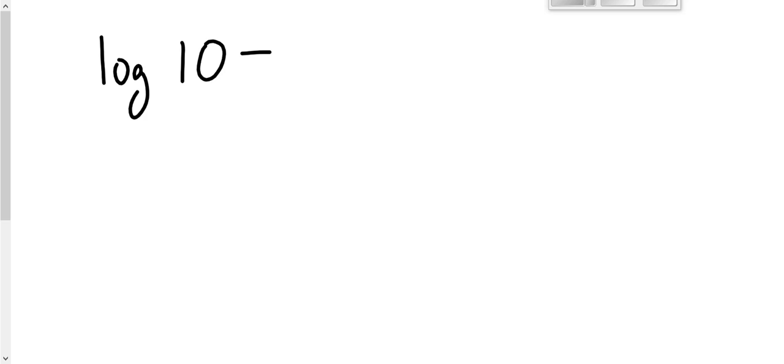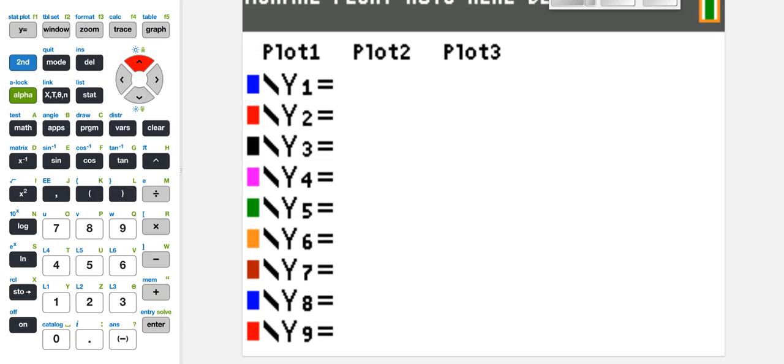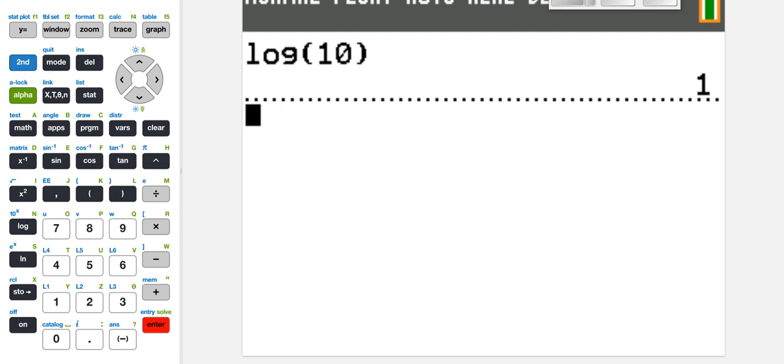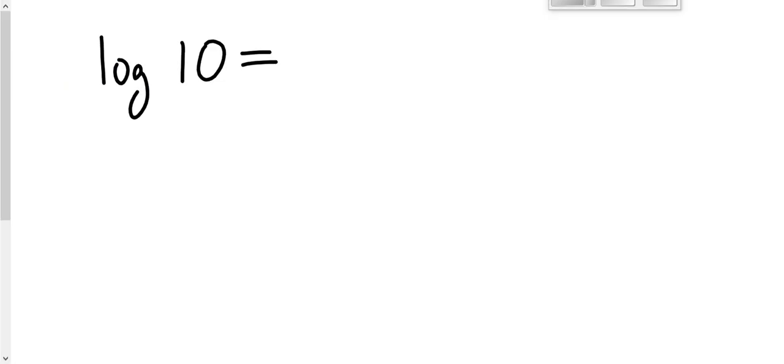Log 10. Alright, so go to your calculator. Log is here. Log 10, close bracket. Doesn't matter if your calculator is in degree mode or radian mode, it has no effect. So log 10 gives you 1. Alright, let's do another one.